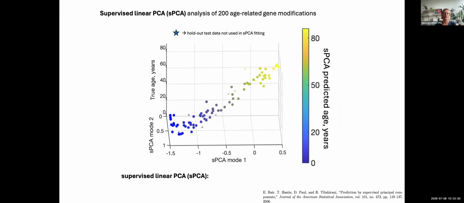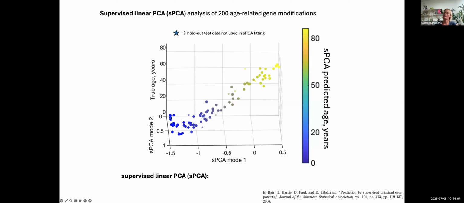And what you can see here is not a basic PCA, but a so-called supervised PCA, where we're asking whether or not we can see an age drift. And what you can see here is that if you select particular age-related modification sites on approximately 200 genes, so if you just narrow down your search space, then you can have a very nice predictor. I don't know whether you can see this very well, but this is the true age from 0 to 80 years old.